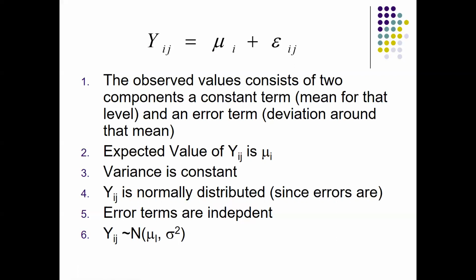From the regression model, when you guys were estimating variance, MSE was your estimate of sigma squared. In the ANOVA model, the MSE is the estimate of sigma squared as well.